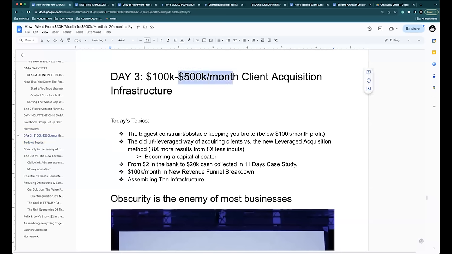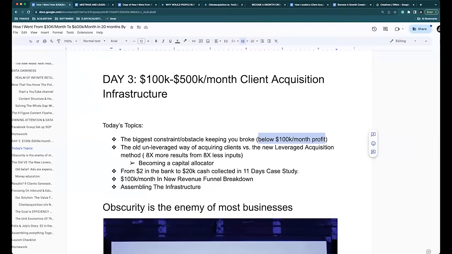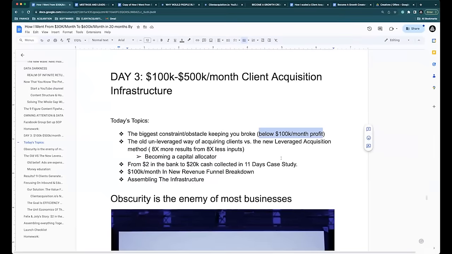So today's topics: we're going to talk about the biggest constraint, the obstacle keeping you broke. In my opinion, 100K profit or less, you're broke. Then the old unleveraged way of acquiring clients versus the new leveraged acquisition method, where you get 8 times more results from 8 times less input, right?